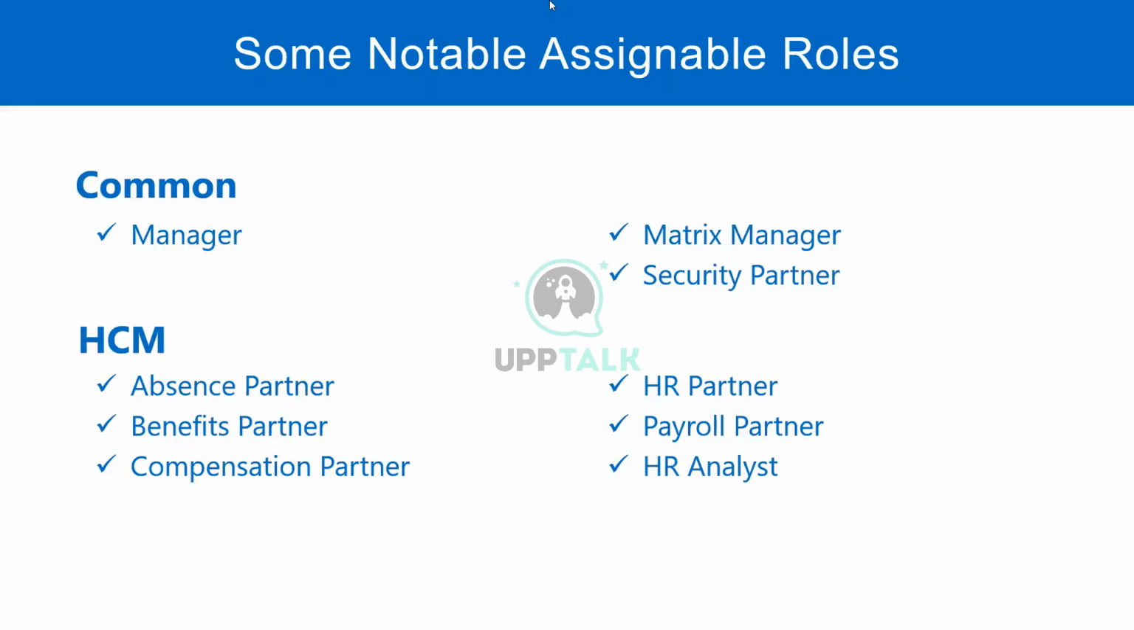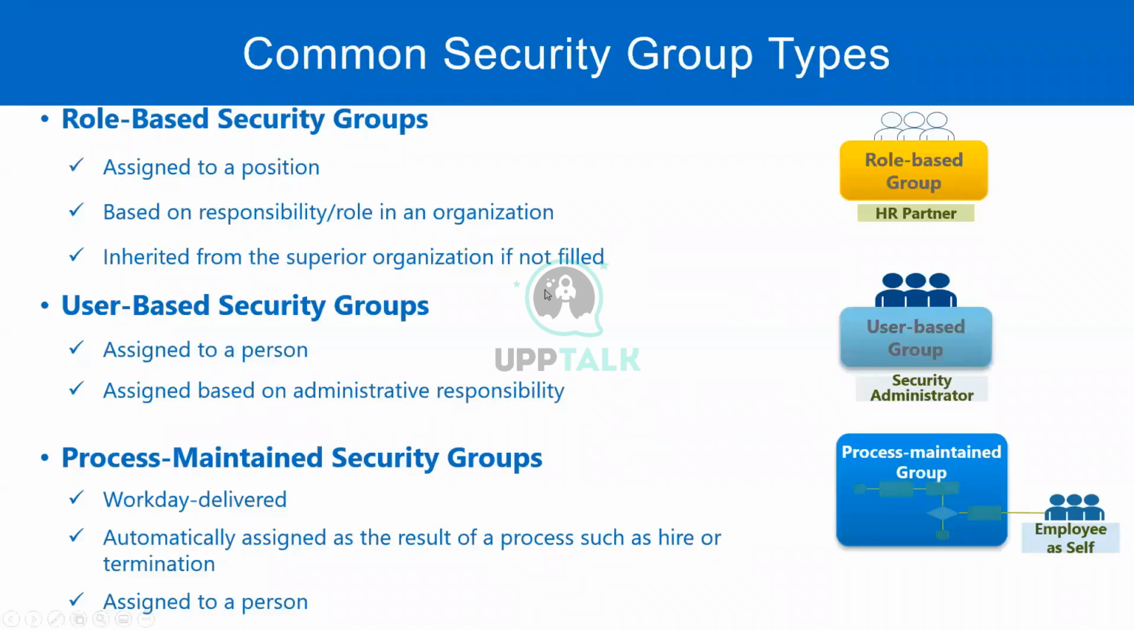Then what happens? Who does the actual work? It is inherited from the role. It is inherited. Yes. If there is a role assignment done at the superior organization level, then it will be inherited from the superior organization, right?